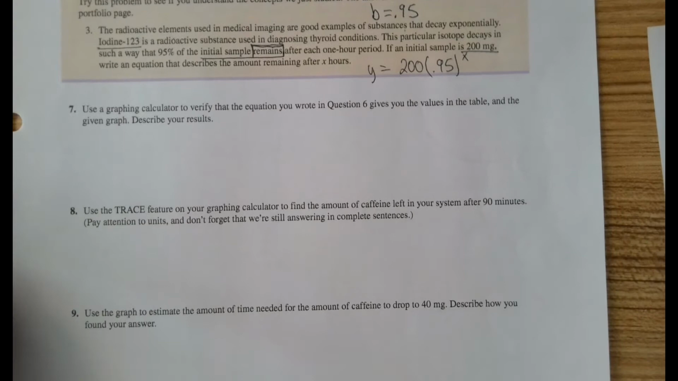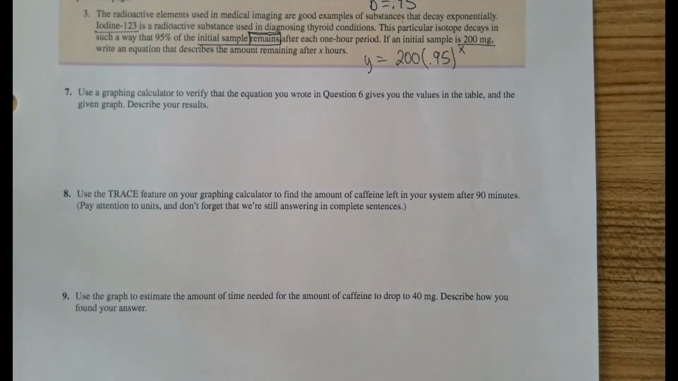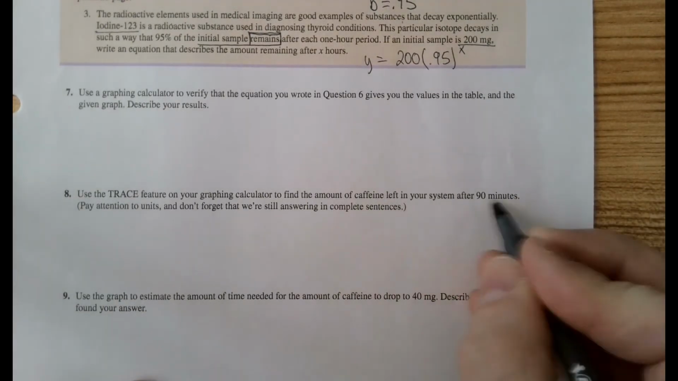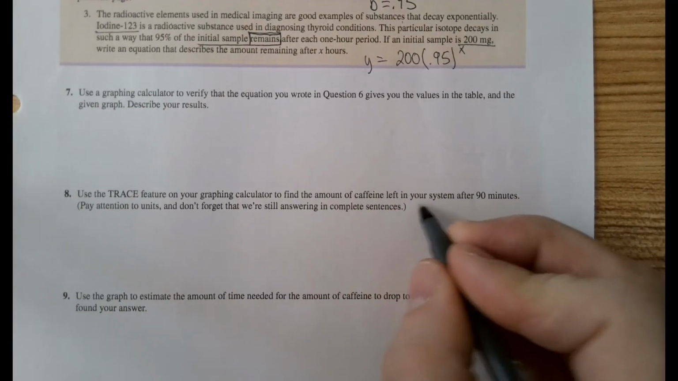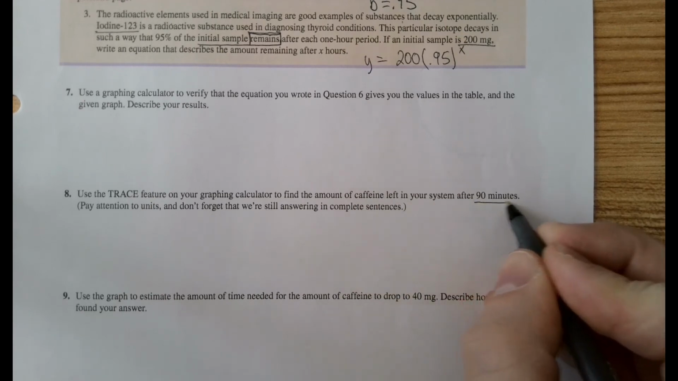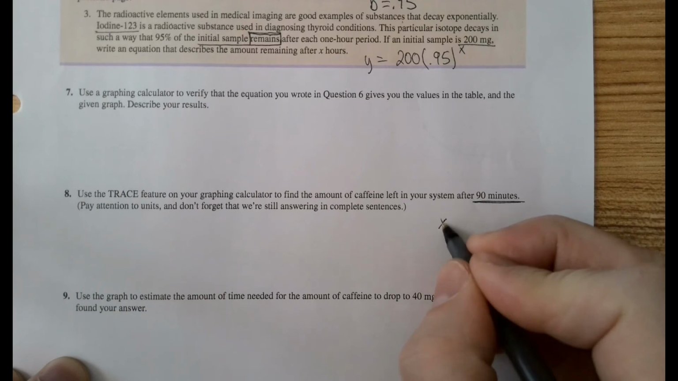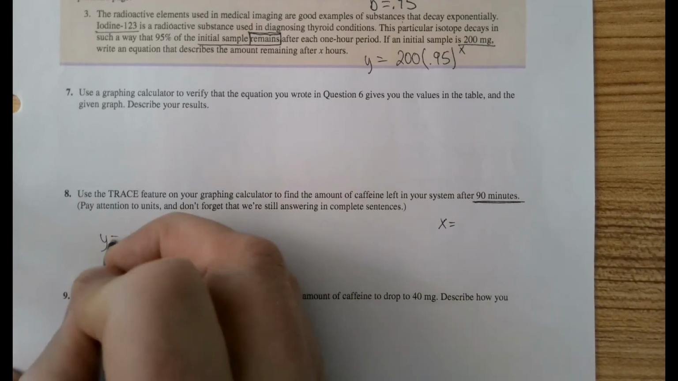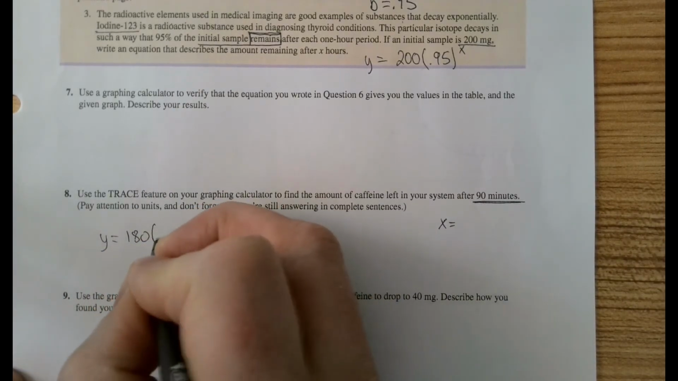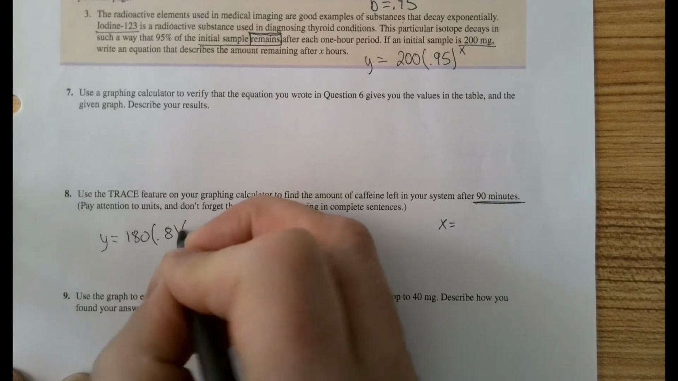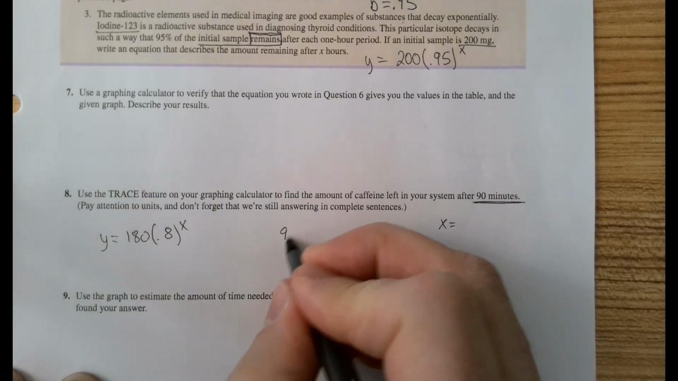All right, the next thing is how are we going to solve these for various things? How are we going to use the equation to answer various questions? Well, this is the more straightforward one. If we want to know how much caffeine is left in your system after 90 minutes, we just plug that value in for x, but we have to be careful. Remember, x is labeled in hours. So how many hours is 90 minutes?